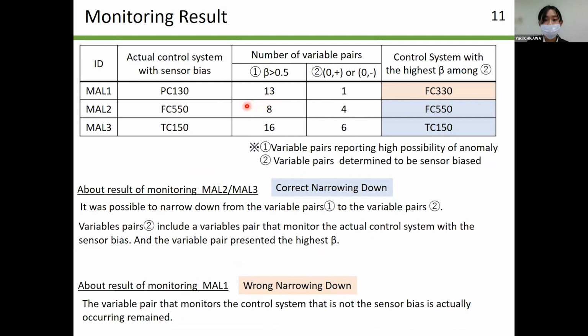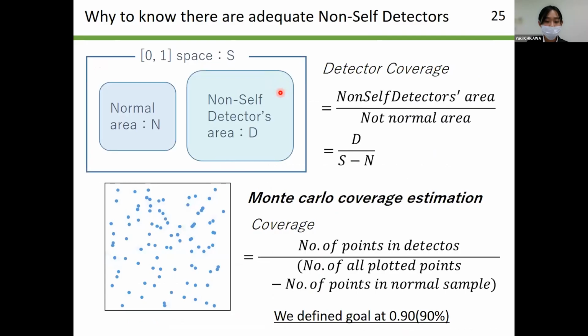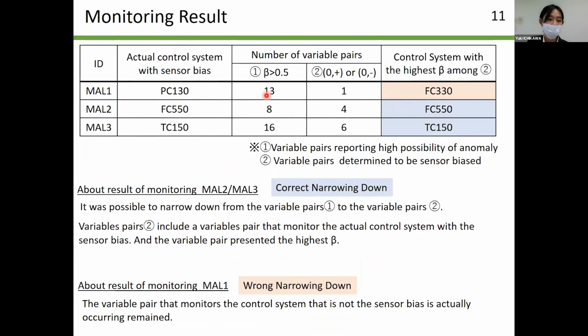This table summarizes for each operating data the control systems that actually have sensor bias, the number of variable pairs reporting high possibility of anomaly, the number of variable pairs determined to be sensor biased, and the control system that displayed the highest beta among the narrowed variable pairs.